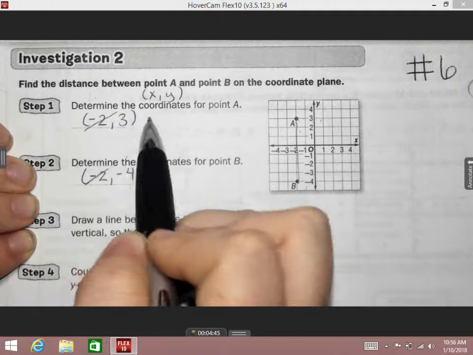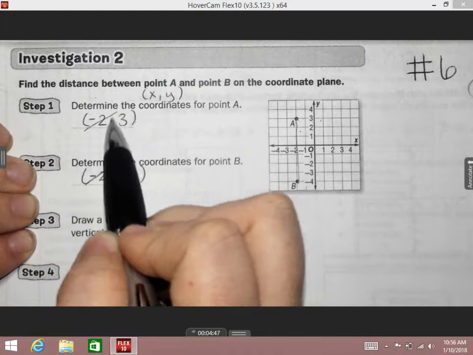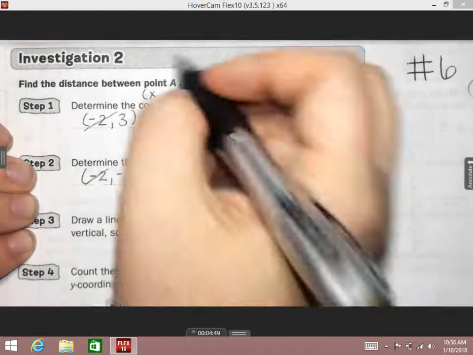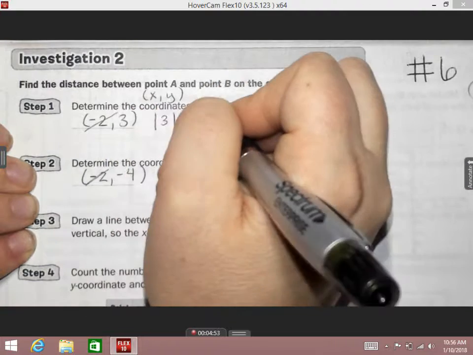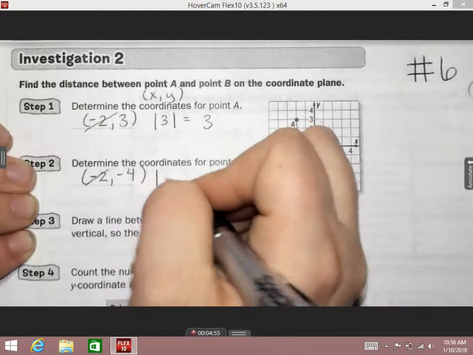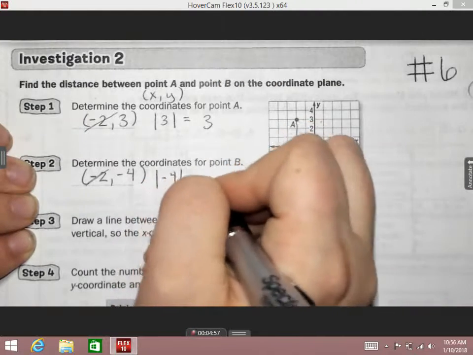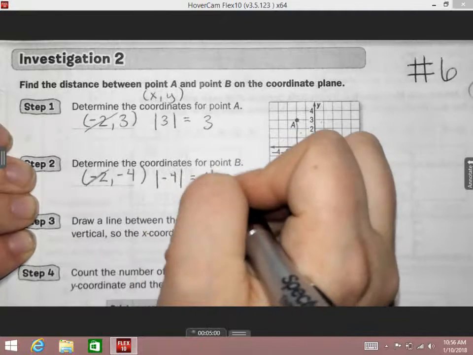Okay. So first of all, let's think about this. This is the coordinate we care about, right? So what is the absolute value of 3? 3. Do y'all agree with that? Yes. What is the absolute value of -4? Just 4, okay? All right.